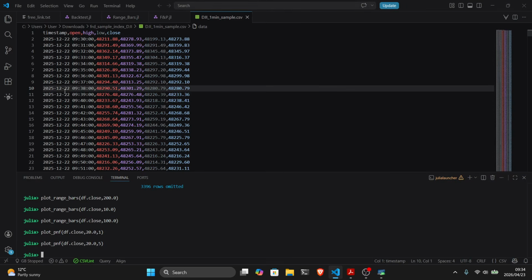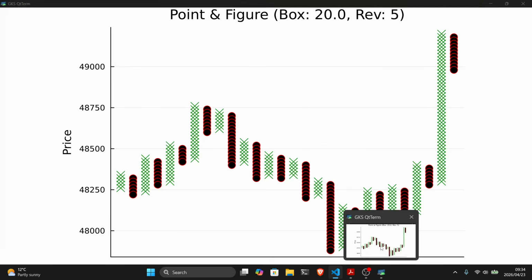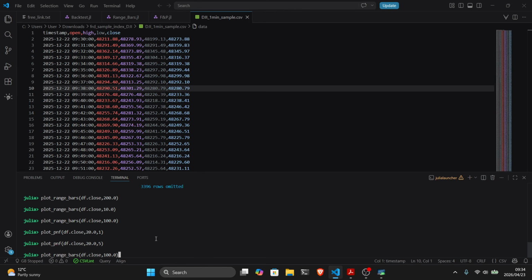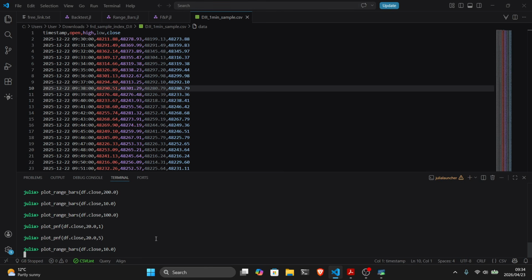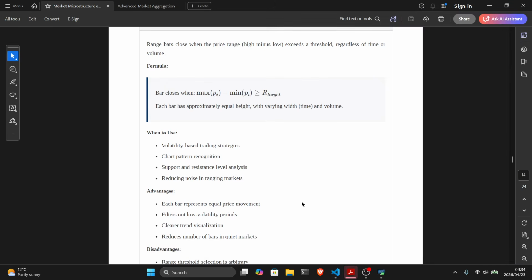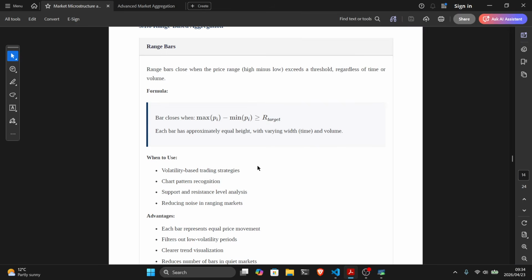Today I'm going to be using my Dow Jones Industrial 1 minute tick data. This data is from 12/22/2025 around 9:30 up until 1/5/2026 around 10:30. Now let's get into the range bar. The first range bar we're going to be using and checking out is a range bar with a threshold of 10, or more formally, an R sub target of 10.